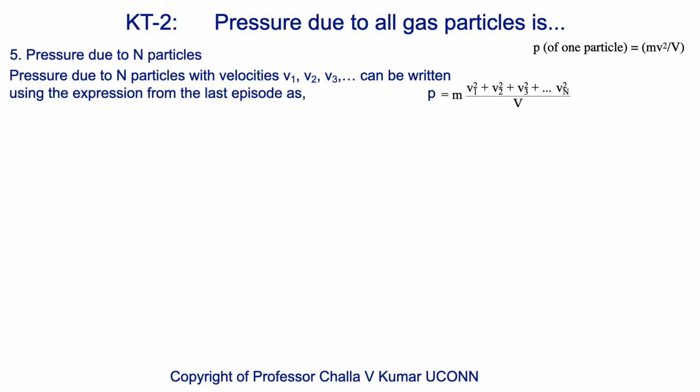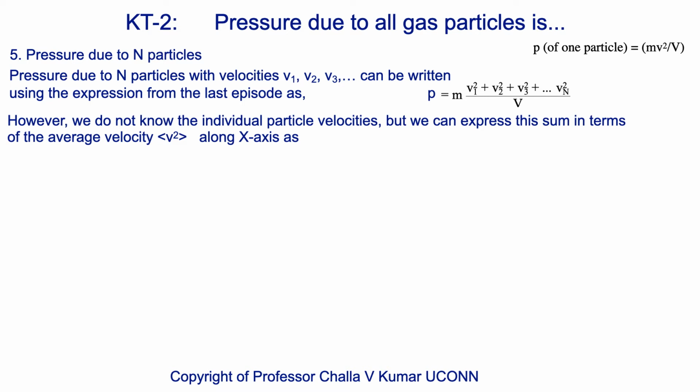So this is simple enough to calculate the pressure exerted by all the particles, except for one problem, that is, we do not know the velocities of individual particles 1, 2, 3, 4, 5, etc. Now remember, these are the velocity components along the x-axis for those particular particles. So we still keep that in mind, the velocity component along the x-axis.